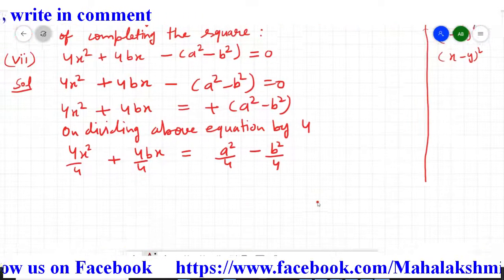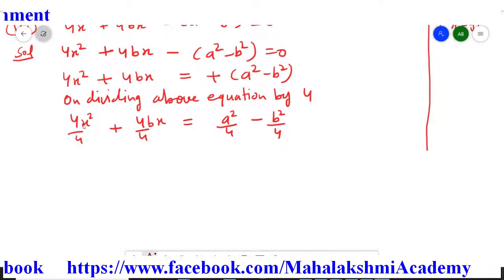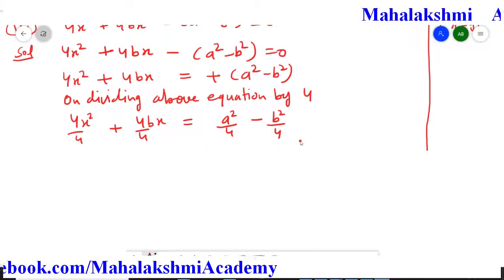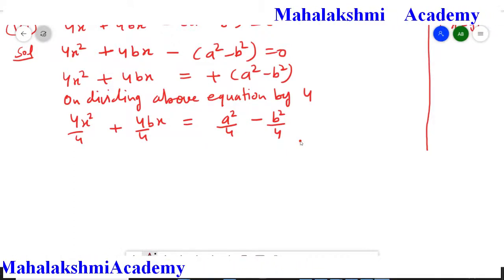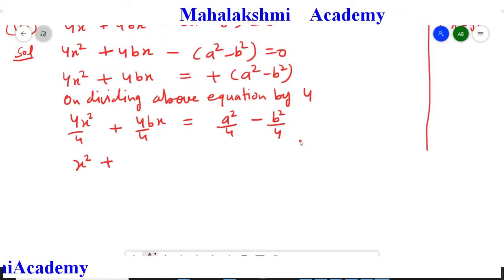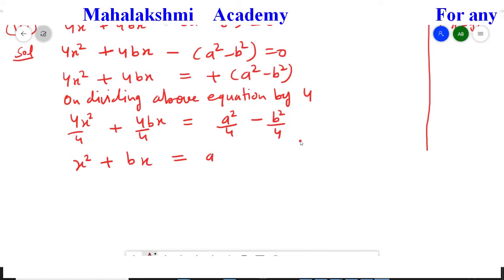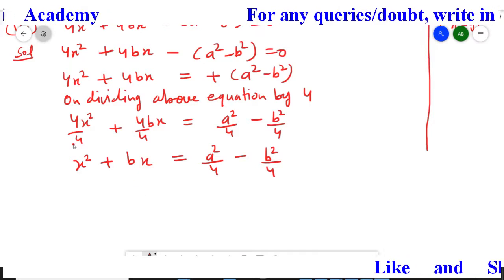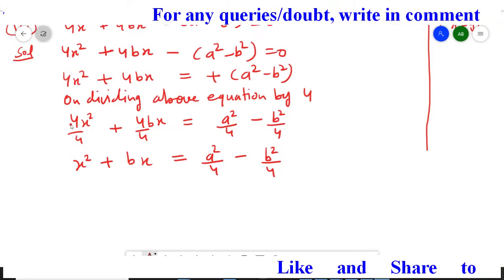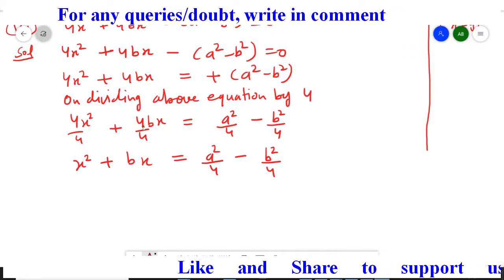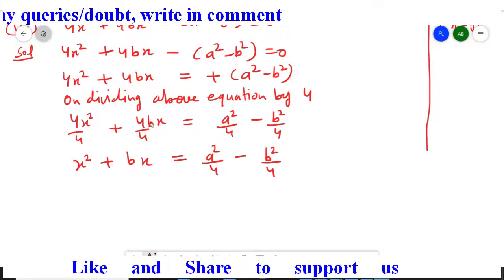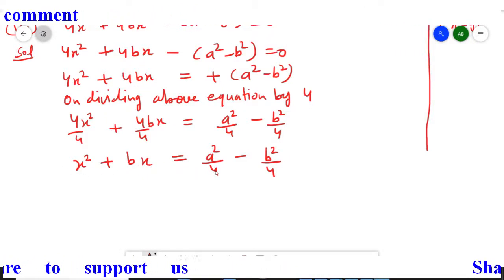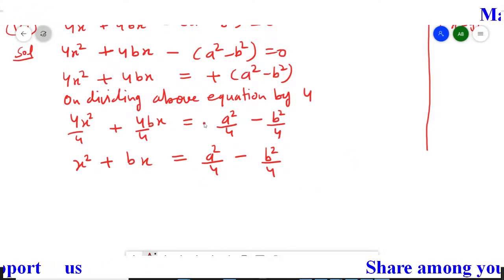Now we will simplify this equation. When we simplify, we can note that 4 can be cancelled by 4, and here also 4 can be cancelled by 4, and here we cannot do anything, so we will keep the right side as it is. So when we simplify, we obtain x square plus bx is equal to a square upon 4 minus b square upon 4. Because 4 divided by 4 cancels, only 1 remains, and 1 multiplied by x square is x square. In the same way, 4 divided by 4 is 1 and 1 multiplied by bx is bx. No need to write 1 here, it's understood that 1 is always there. Now the second step is completed.